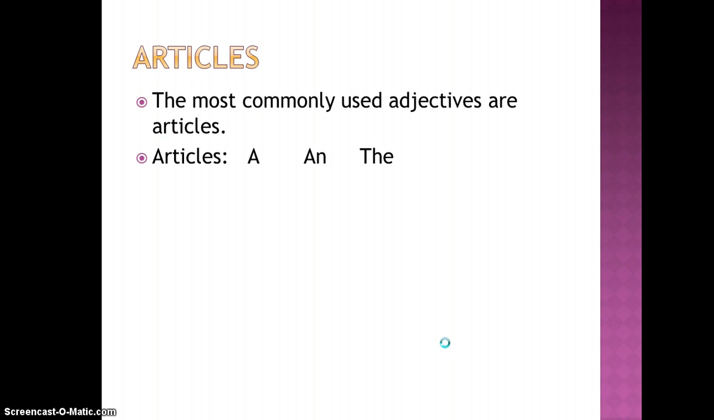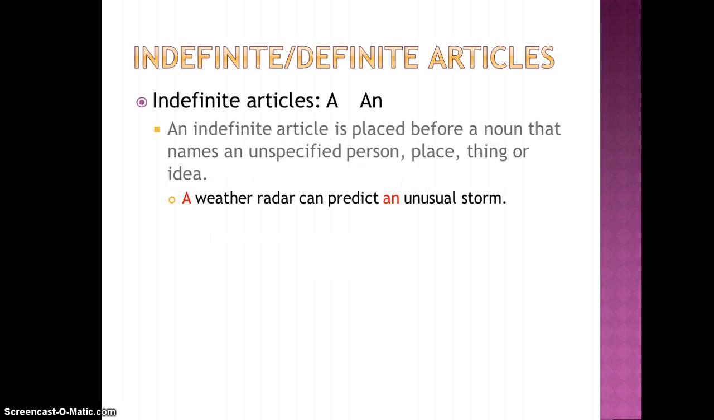And this is possibly new information to you, but the most commonly used adjectives are actually articles. Articles a, an, the. And then indefinite and definite articles, we're going to break that down even further. Indefinite articles, a, an. An indefinite article is placed before a noun that names an unspecified person, place, thing, or idea. So a weather radar can predict an unusual storm.